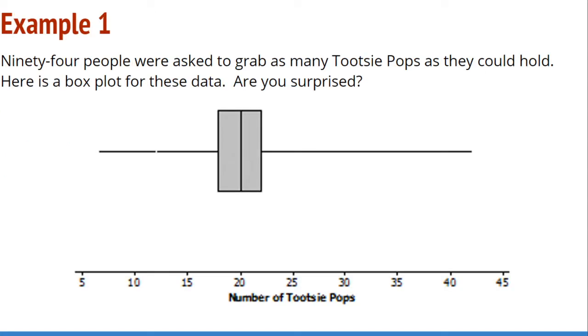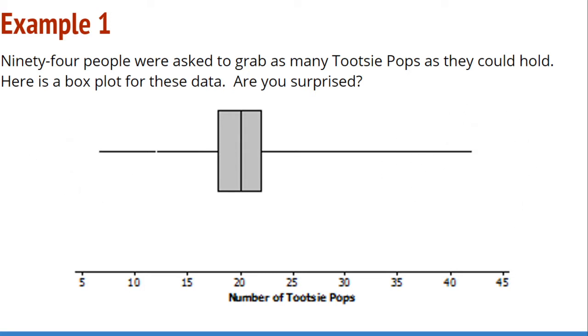So looking at this example, 94 people were asked to grab as many Tootsie Pops as they could hold. Here is a box plot for these data. Is there anything here that surprises you, thinking about your answer to how many Tootsie Pops you think you could hold, the range? Maybe you're looking and thinking, wow, somebody was able to grab like over 40. Or you're thinking, man, somebody had really small hands. They could only grab like 5 or 6.